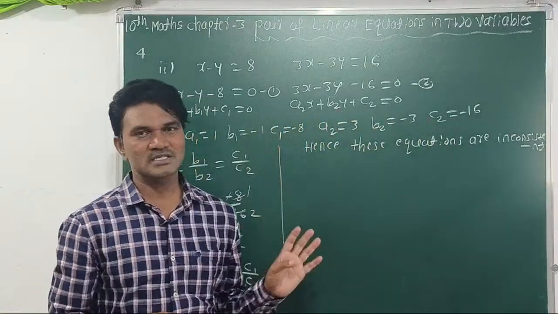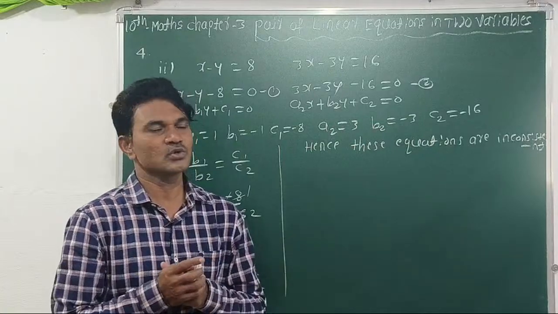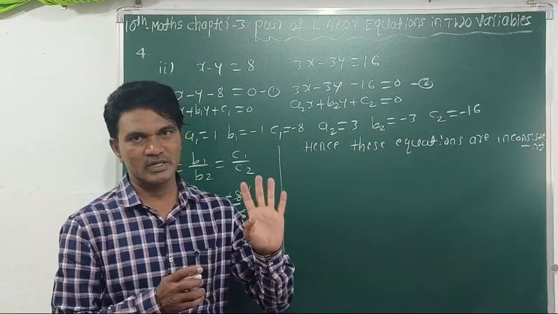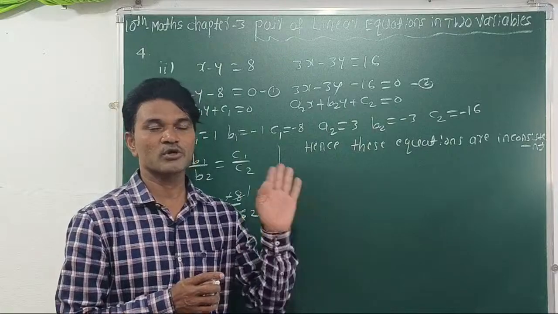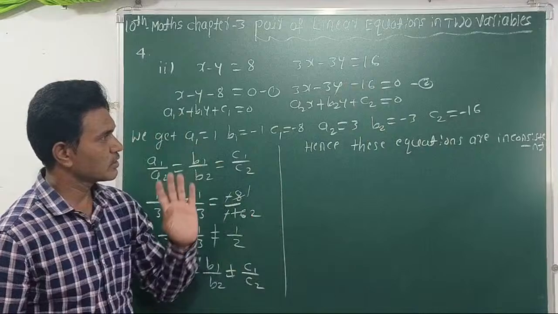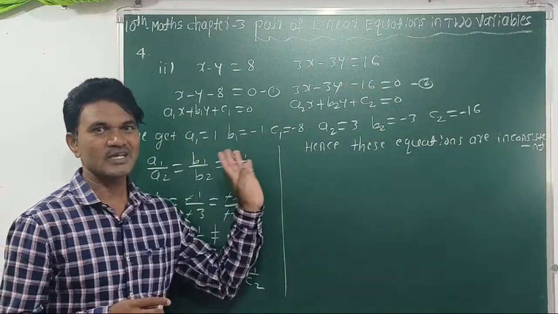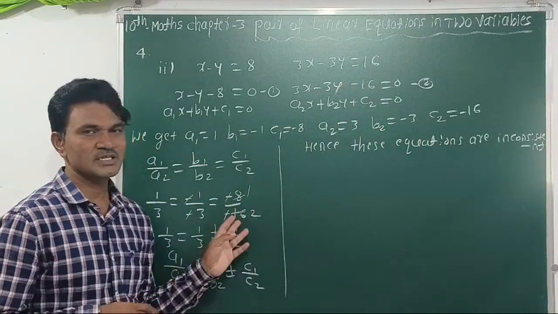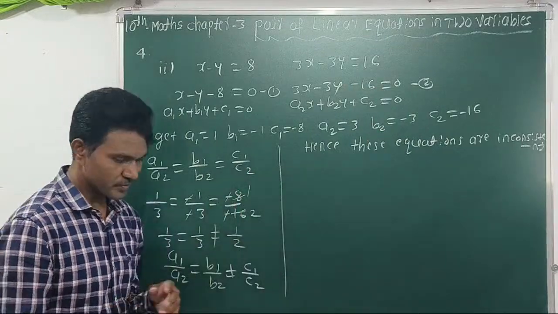If they are inconsistent, we need not solve these two equations graphically. If they are consistent, we have to solve these two equations by the graphical method. So write down the solution. These equations are inconsistent. Inconsistent means they have no solution.